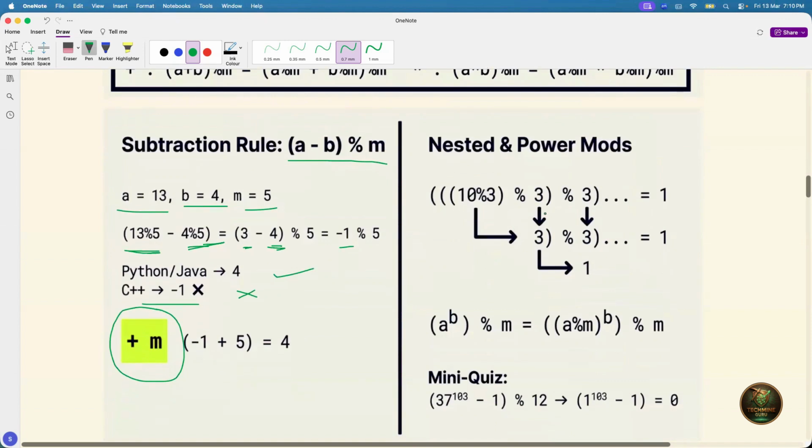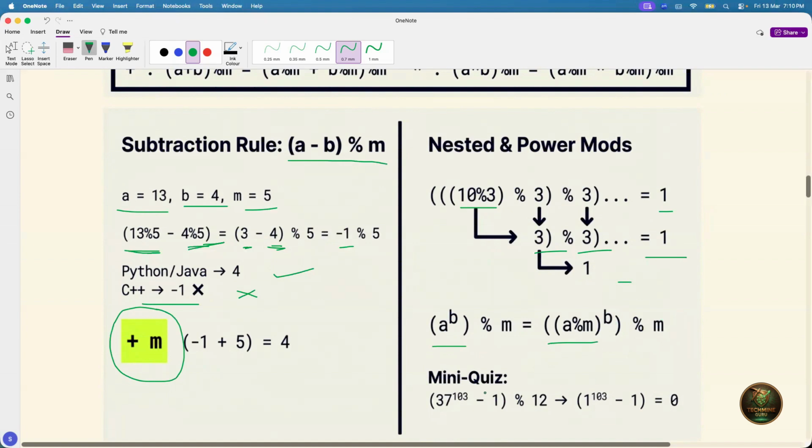Similarly, for the nested modulo, if you do 10 modulus 3, the result will come as 1. And if you keep on applying modulus on that same result, it will not change. And lastly, our last property: a to the power b modulus m can be expressed as (a modulus m) power b, and whole modulus m.